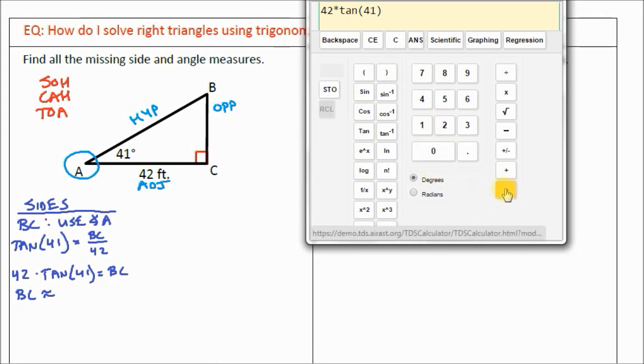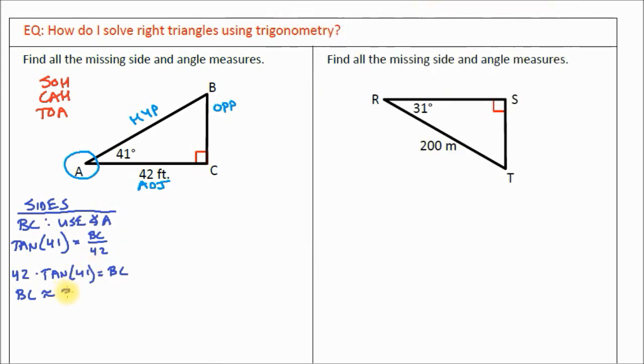42 times tangent of 41 is 36.51. Let's make it 36.5. So approximately 36.5. Our unit of measure is feet. So here's what I'm going to do, class. I'm going to label that 36.5 feet. When you solve a triangle, label the parts as you go.